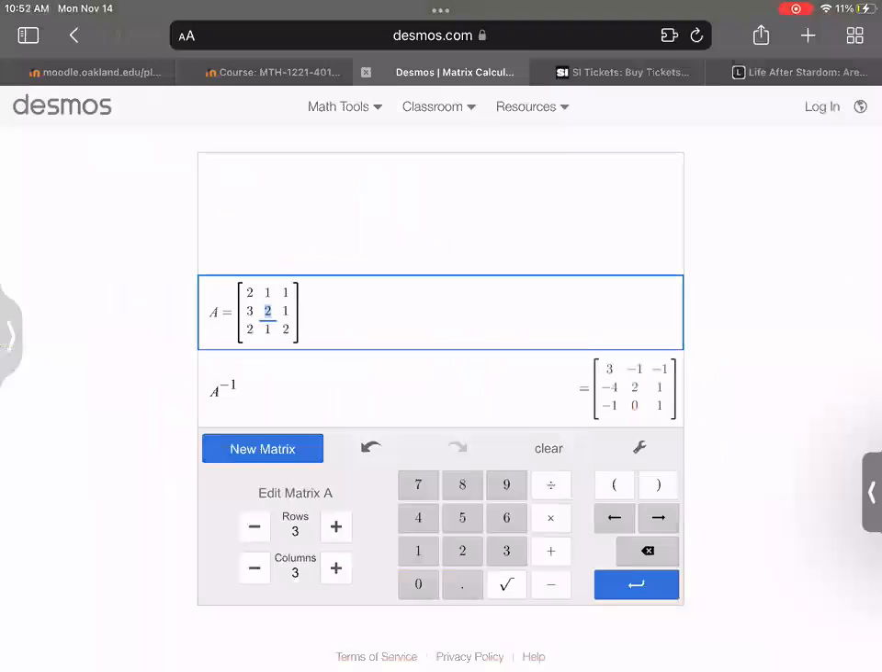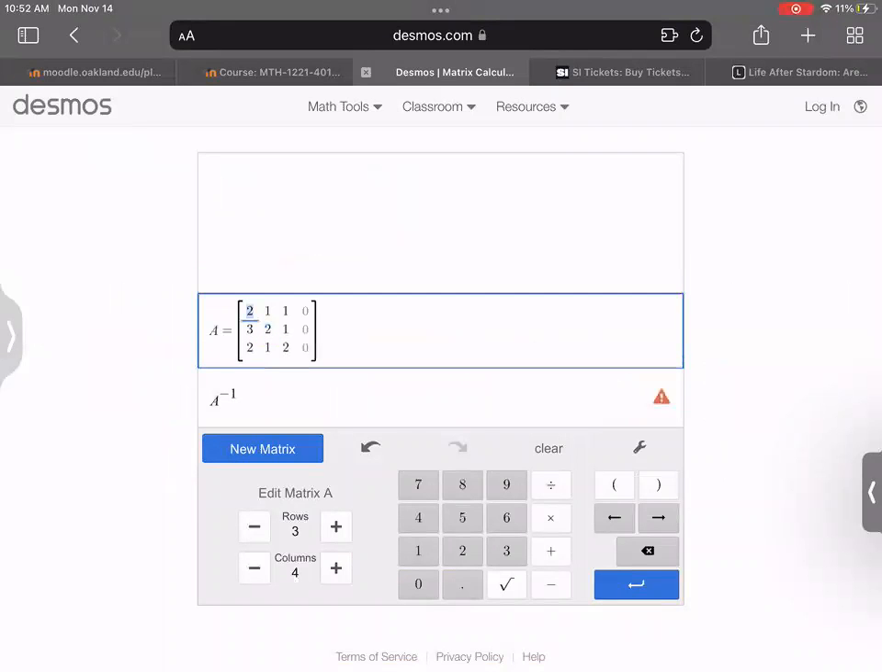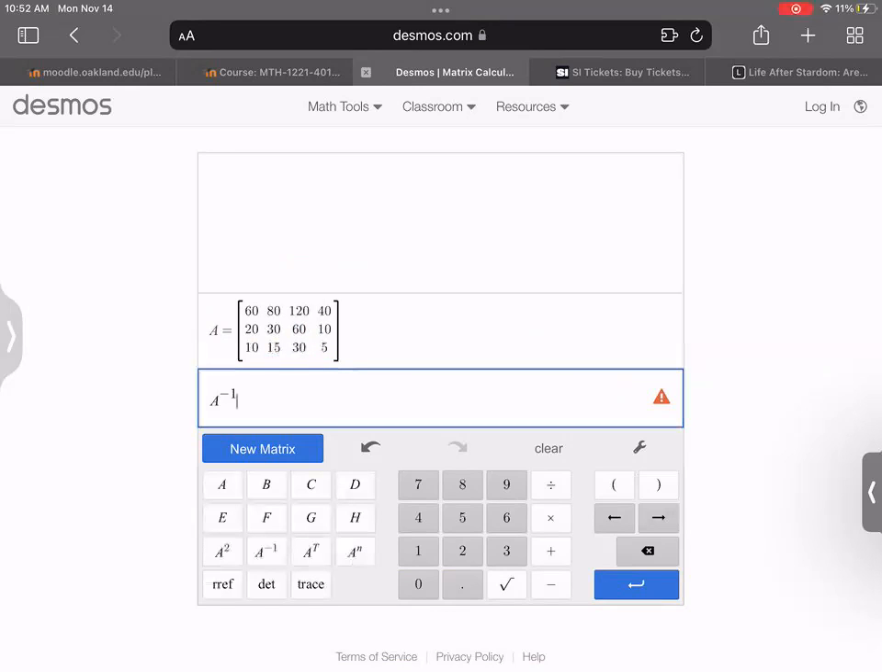So the matrix A is a 3 by 4, 4 columns. 60, 80, 120, 40, 20. If I enter it wrong, let me know. 30, 60, 10, 10, again, 15, 30, and 5. All right, and then matrix B, let me delete that.